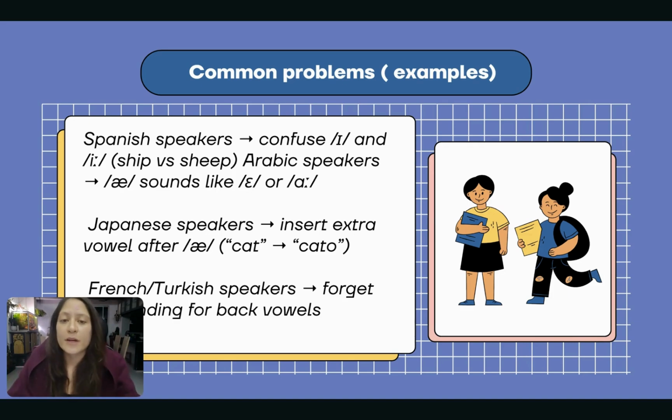We have the common problems with speakers, like I said. But what about Japanese speakers? We have the word cat, and they will add a vowel, making it cato. And in French or Turkish, we have the word forget, and they use more the back of the vowels.